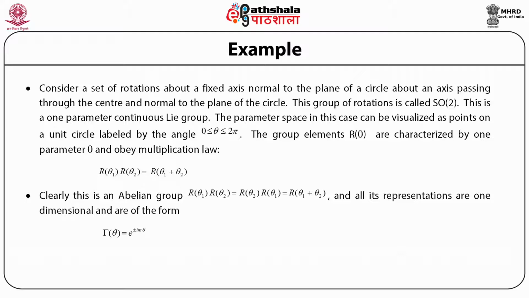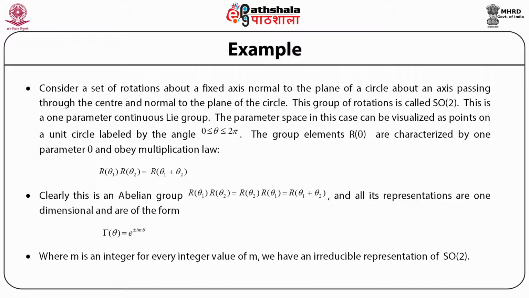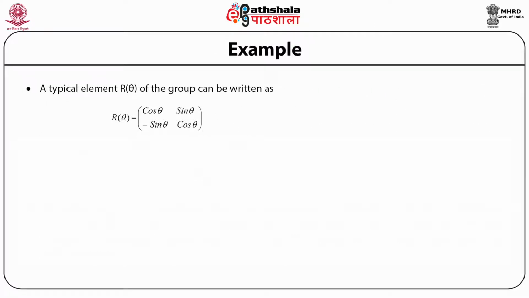All the representations of the group SO(2) are one-dimensional, and they are of the form gamma(theta) equal to exponential plus or minus i m theta, where m is an integer. For every integer value of m, we have an irreducible representation of the group SO(2). A typical element R(theta) of the group can be written in the form of a 2 by 2 rotation matrix with matrix elements cosine theta, sine theta, minus sine theta, cosine theta. You are all familiar with this rotation matrix.